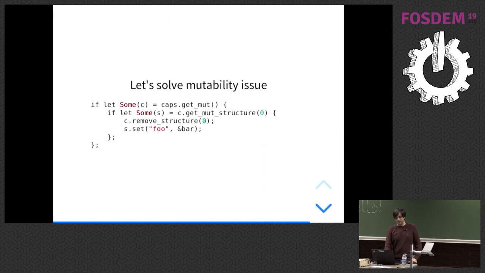So let's solve the mutability issue. Instead of that, we just tell caps to give us a mutable reference first. Then from a mutable reference to caps, you can get a mutable reference to the structure, and then you can do what you want, right? So it's the same thing, remove structure and then set.